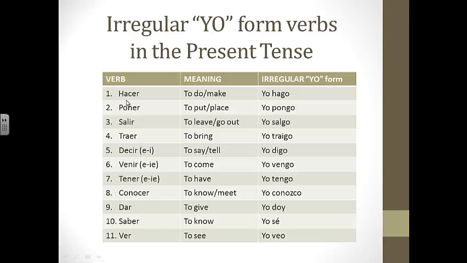The first verb we have is hacer. Hacer means to do or to make. Its irregular yo form, yo hago. Poner, to put or to place. Irregular yo pongo. Salir, to leave or to go out. Yo salgo. Traer, to bring. Yo traigo. Decir, to say or to tell. Yo digo. Venir, to come. Yo vengo. Tener, to have. Yo tengo.